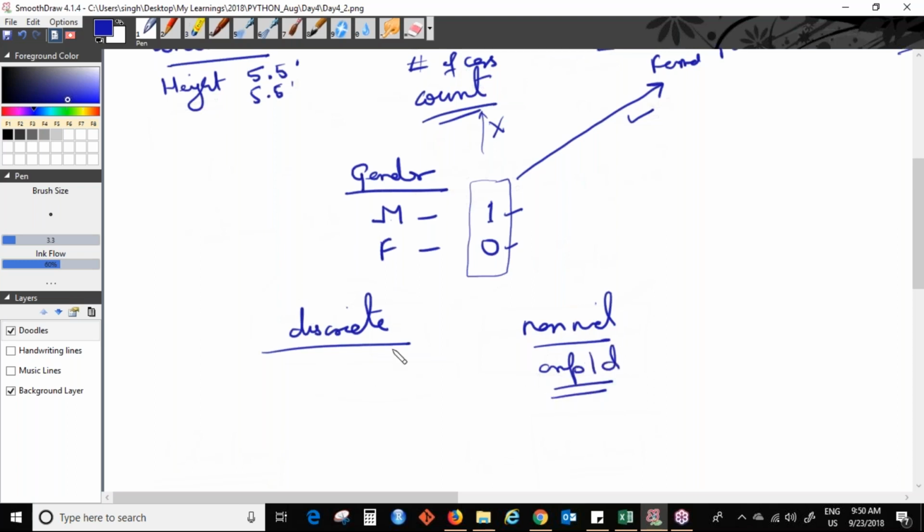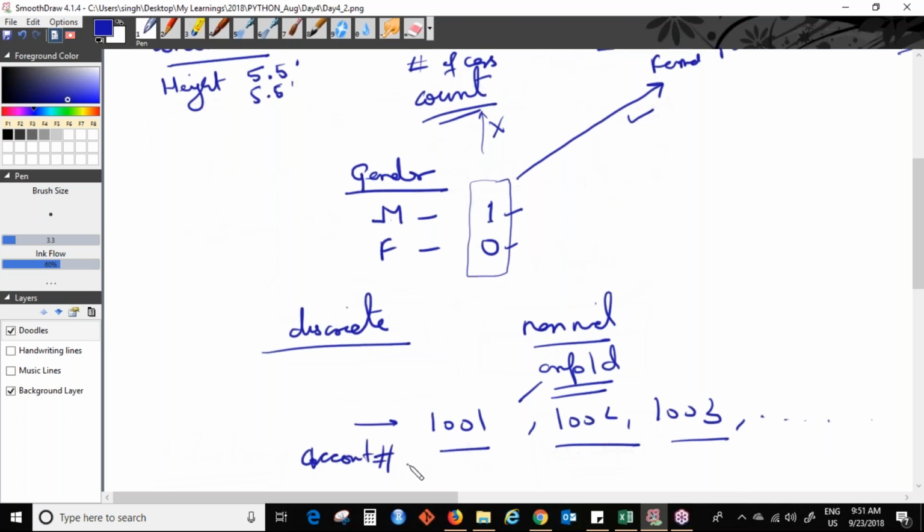So what would employee ID be? Let's say this is the employee ID that you have in a company. What kind of a variable is this? What do you think? 1001, 1002, 1003. Let's say this is how the employee ID goes. What do you think is the data type of this? Bank account number, and so on.